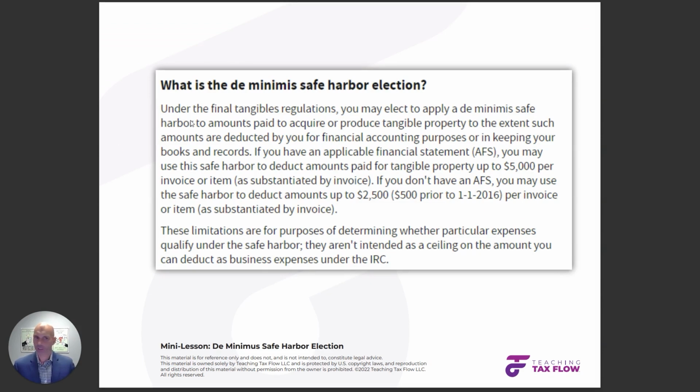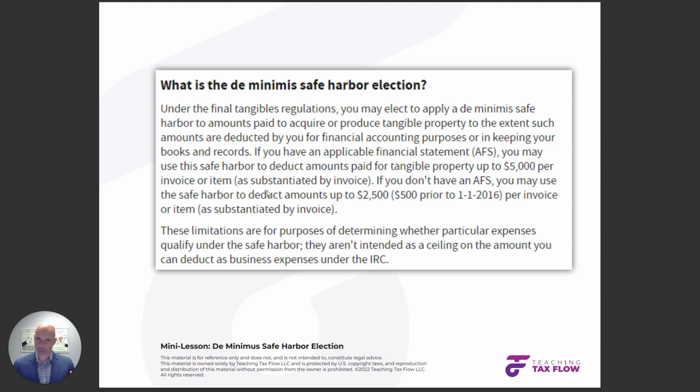Under the final tangible regulations, what the IRS is saying is, I'm going to key right here, that if you have an applicable financial statement, so if you're a business owner or rental property owner, we're going to talk about applicable financial statement or AFS. If you have an applicable financial statement, you may use a safe harbor to deduct amounts paid for tangible property. That could be computers, equipment, a copier, furniture. So tangible personal property that usually should be depreciated. The IRS is saying, hey, take the deduction now if you have an applicable financial statement, up to $5,000 per invoice or item. That's a significant amount for people with applicable financial statements.